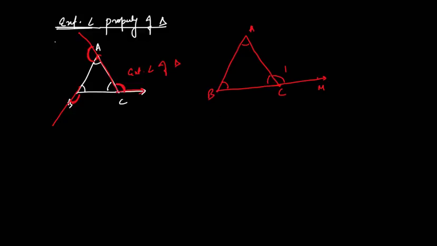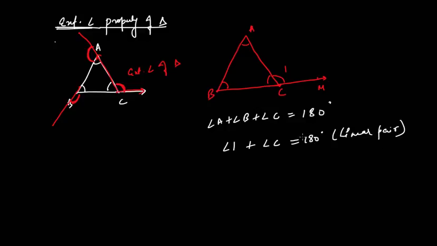Now, the first important thing that I already know is that angle A plus angle B plus angle C is equal to, you already know this? Yes, you are correct. It is equal to 180 degrees. Sum of angles of a triangle is equal to 180 degrees. That all of you already know. Also, can I say that angle 1, that is the exterior angle, plus angle C is equal to 180 degrees? Why? Because they form a linear pair. So angle 1 plus angle C is also equal to 180 degrees.